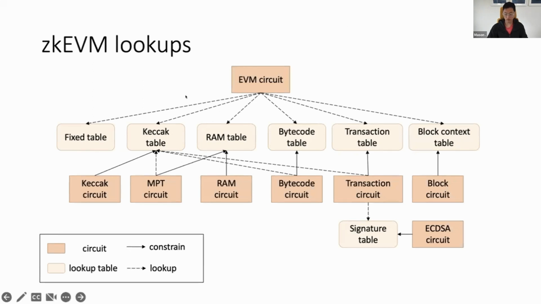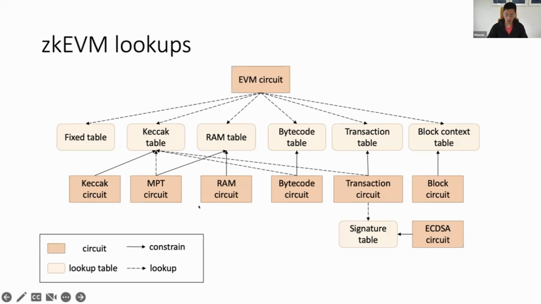So at the very top we have this EVM circuit that verifies basic operations in the EVM. So here's the gas left, here's the stack pointer, here's the maximum memory size, here's the address that I'm executing the bytecode for, and so on and so on. But then there are a lot of additional things that you will need to verify for EVM correctness, right?